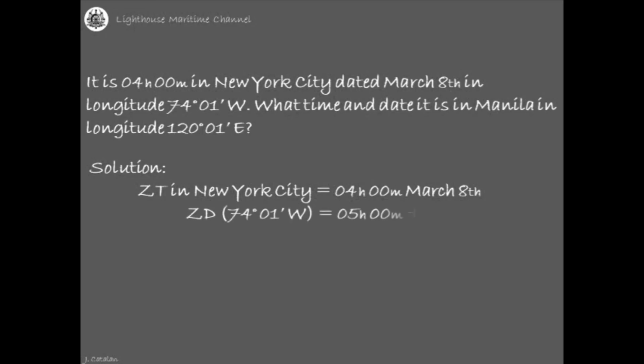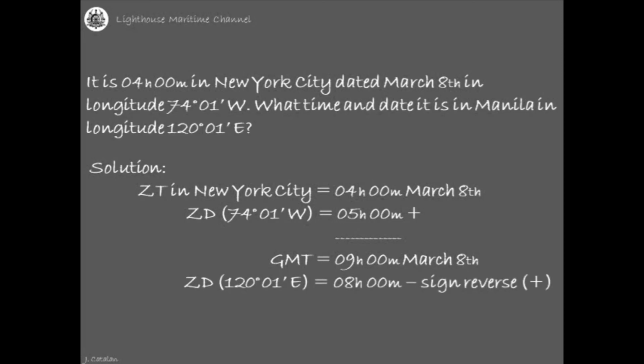Zone description at 74 degrees and 1 minute west is equal to 5 hours and 0 minute, positive. The result is the Greenwich Mean Time, which is equal to 9 hours and 0 minute, dated March 8. Zone description at 120 degrees and 1 minute east is equal to 8 hours and 0 minute, negative. Sign reverse, and it will become positive. The result is the zone time in Manila, which is equal to 17 hours and 0 minute, dated March 8.